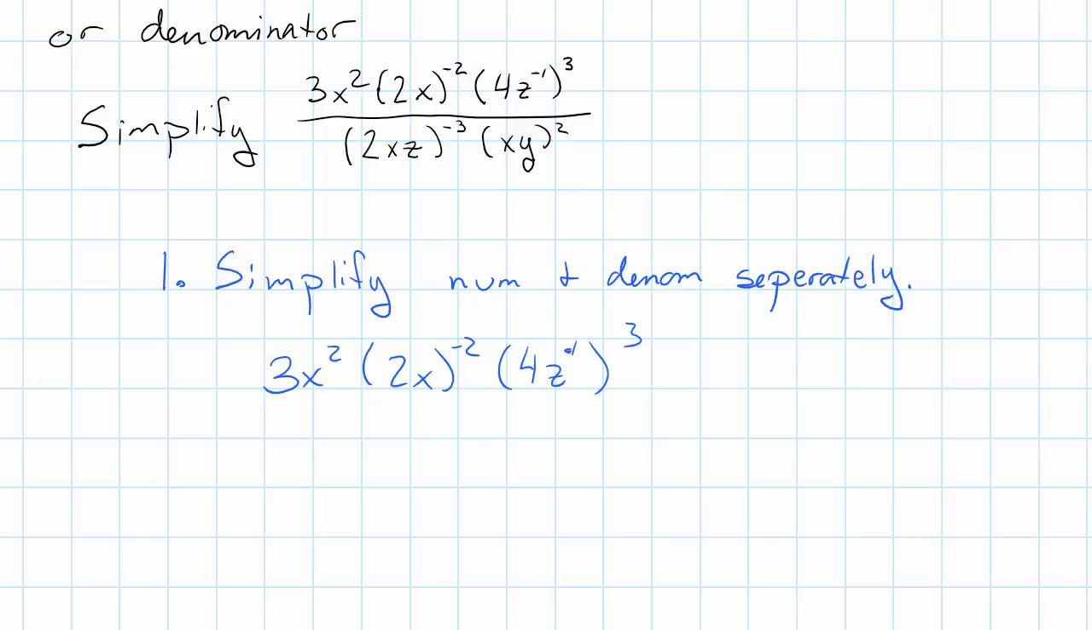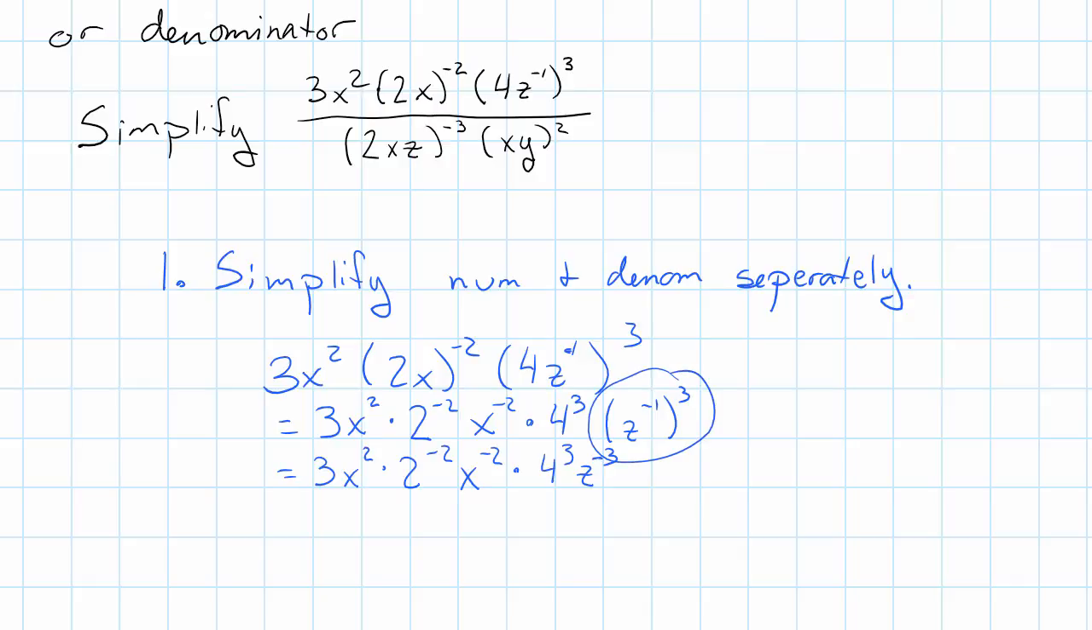We will use our power of a product rule to get rid of all of these parentheses, and then we'll use the power of a power rule to work this part out, noting negative 1 times 3 is negative 3. Now we'll use the commutative property to put all the numbers together, all the x's together, and all the z's together. We'll work out the arithmetic of the numbers. We can use a calculator for this if we'd like.